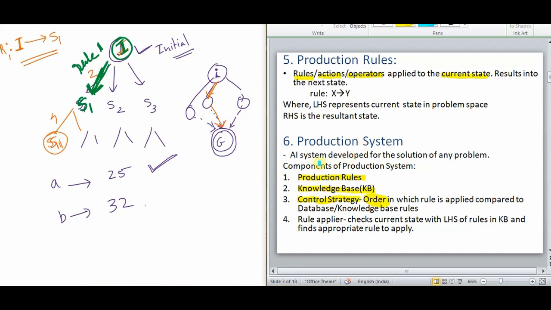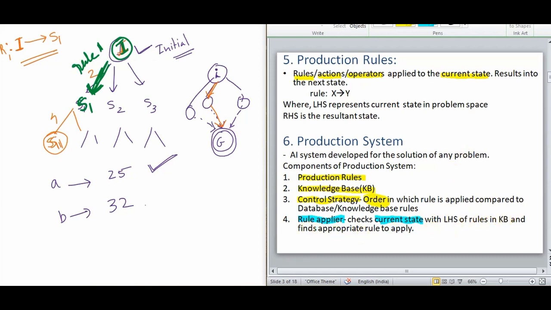So a production system has production rules, a knowledge base where these rules are stored, and a control strategy that operates on the knowledge base rules and determines the order in which the rules can be applied, so that you move from the initial state to the final state. You can say the knowledge base is a kind of database. And then there is a rule applier. What does the rule applier do? It checks the current state against the left hand side of rules in the knowledge base and finds the appropriate rule to apply.